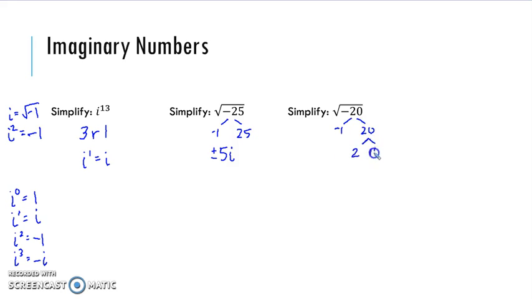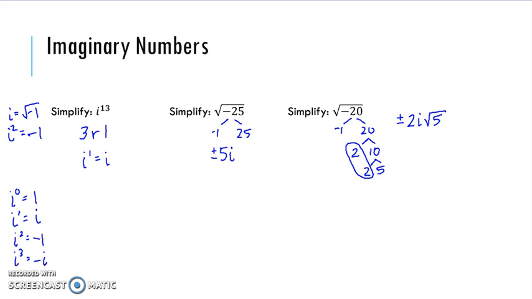So I'm going to make a factor tree. I've got 2 and 10. 10 breaks into 2 and 5. I've got 2 2's that I can circle. So that means I'm going to take one 2 and put it on the outside, and the 5 is left on the inside. So that leaves me with 2i root 5, and then don't forget your plus or minus on the outside.